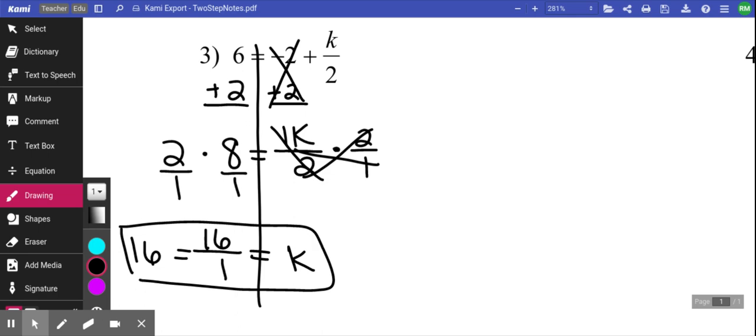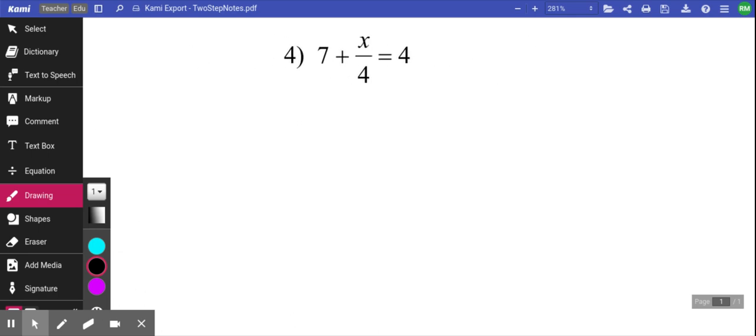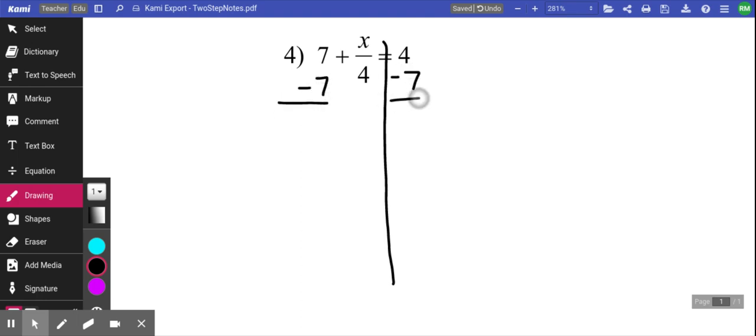Okay, we're gonna go over this one together. Well, what's my first step going to be? Line. The line, yep. And then what? 7. What do I do with the 7? Subtract 7 from both sides. Good. Cross that out. I'm going to bring down the x over 4. I'm going to change that to 1 over 4. Equals, what's 4 minus 7? -3.